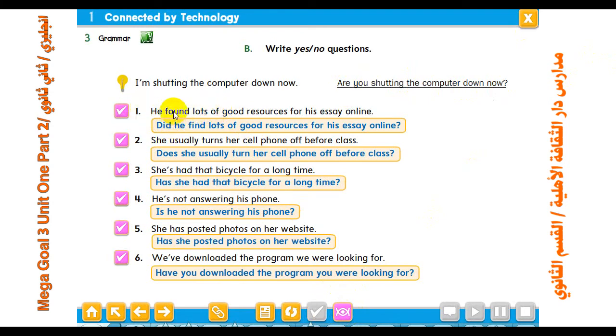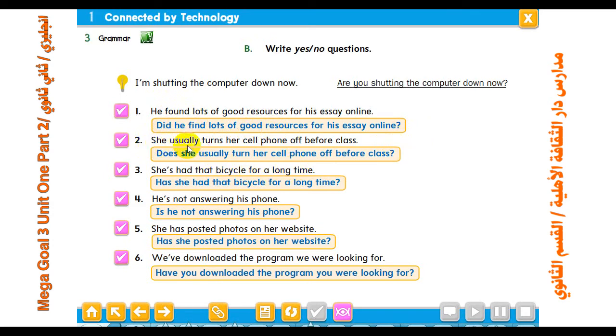Number 1, he found lots of good resources for his essay online. This tense is past simple tense, and so I will begin with did. Did he find, and after did I change the verb into its first form, verb 1. Did he find lots of good resources for his essay online?